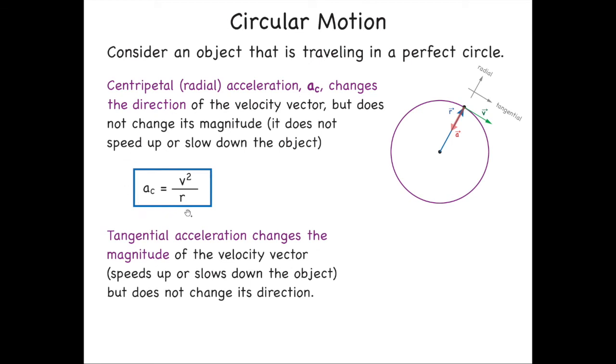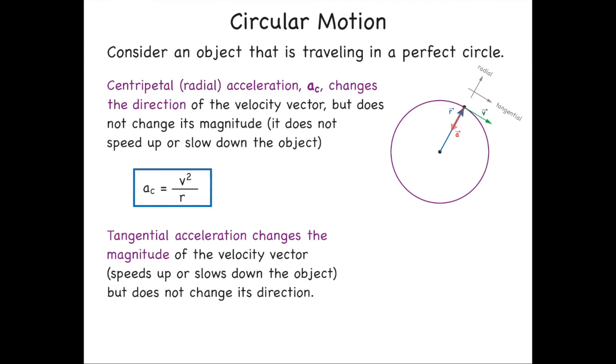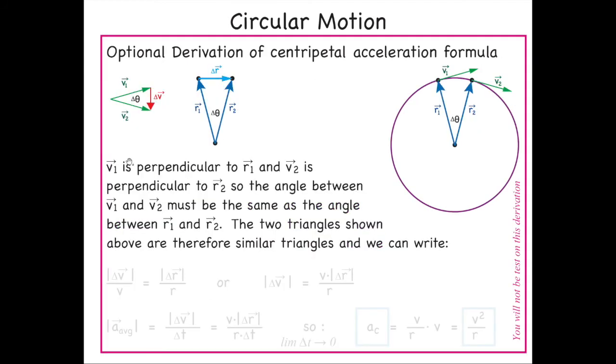Here I'd like to show you a quick derivation of this formula that we gave in the previous slide, that centripetal acceleration is v squared over r. This is not something you'll need to derive on an exam, so you're free to skip this entire slide if you like. But I like to show where things come from rather than just popping them up and stating them as given. Remember that v1 is perpendicular to r, and v2 is perpendicular to r.